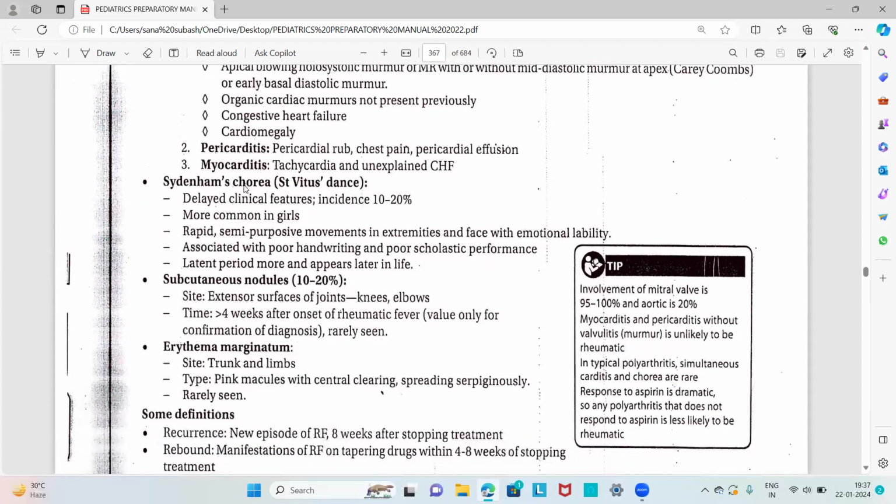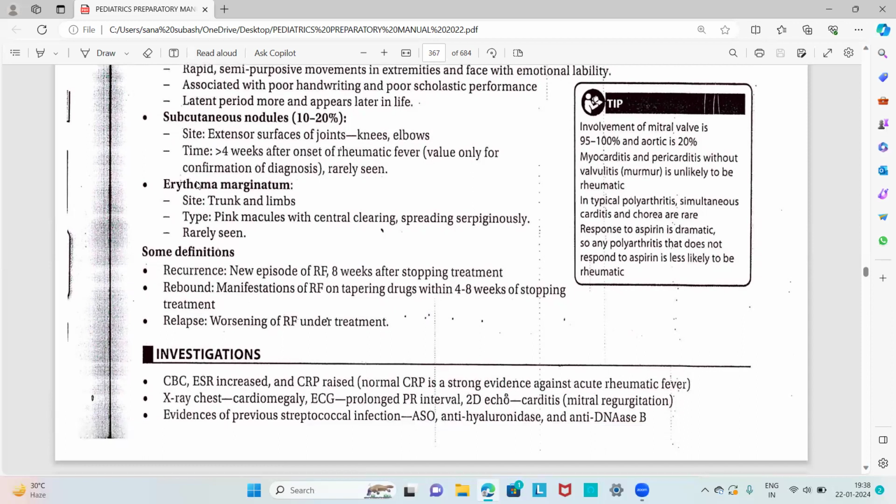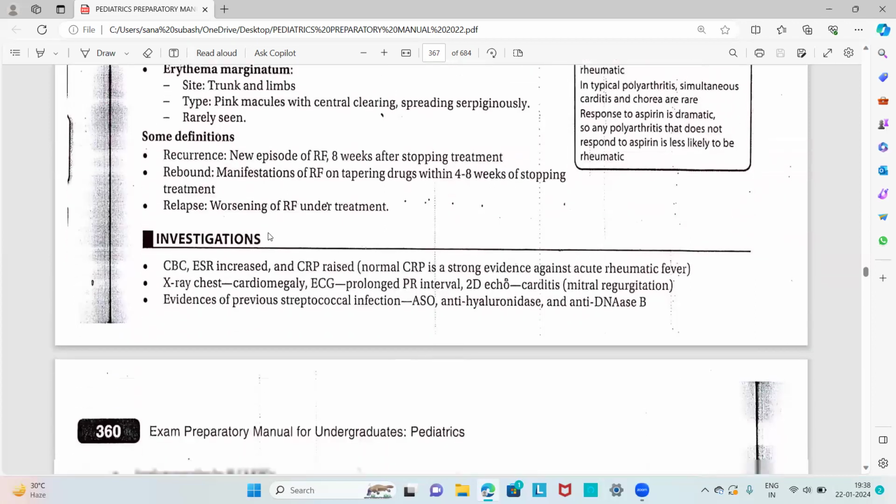Then Sydenham's chorea, that is a delayed clinical feature, more common in girls, with rapid semi-purposeful movements of the extremities and face with emotional lability, associated with poor handwriting and poor scholastic performance. Then about subcutaneous nodules, the site is usually the extensor surface of joints like knees and elbows. Time is greater than 4 weeks after the onset of rheumatic fever. It is rarely seen. And erythema marginatum, the site is usually trunk and limbs. Pink macules with central clearing spread serpiginously, and it is rarely seen.